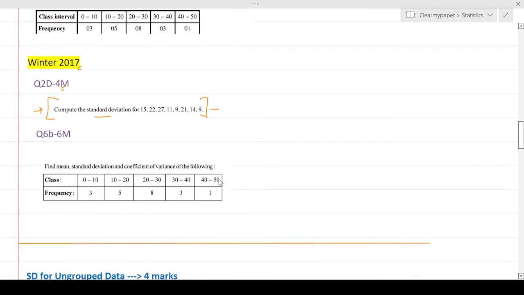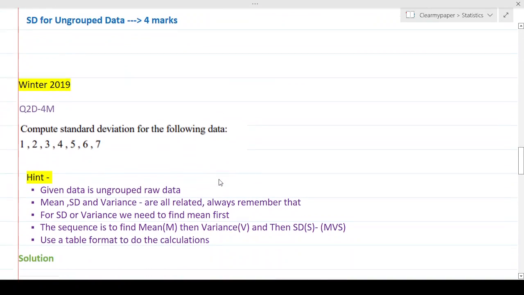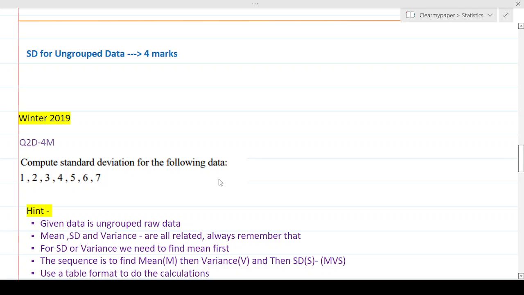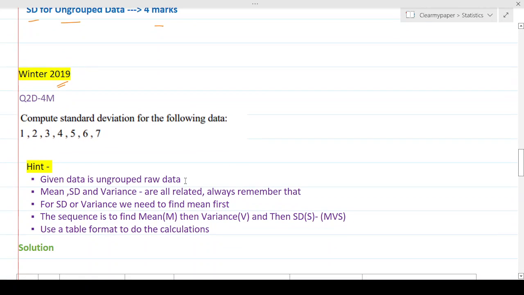So I'm going to take those 2 problems specifically, and in this episode we are going to talk only about finding standard deviation for ungrouped data for 4 marks. So let's take the winter 2019 problem, and it's a straightforward problem. We have been given the values 1 through 7 in sequence, and we need to find the SD, the standard deviation, for the data.